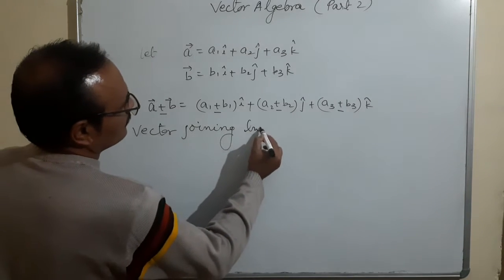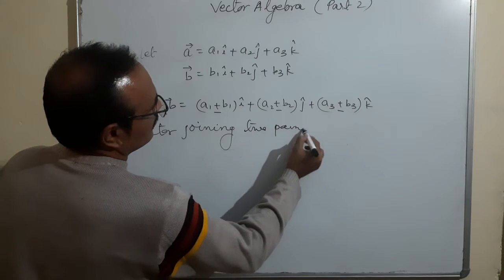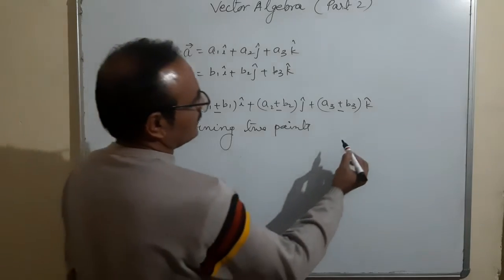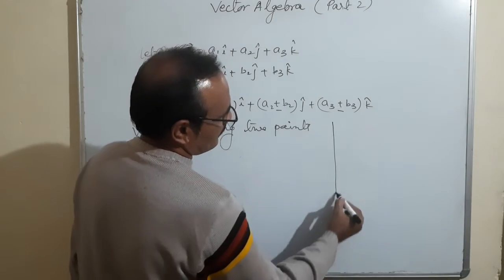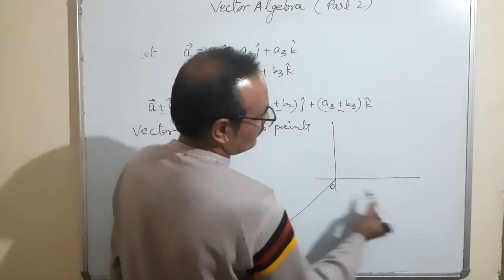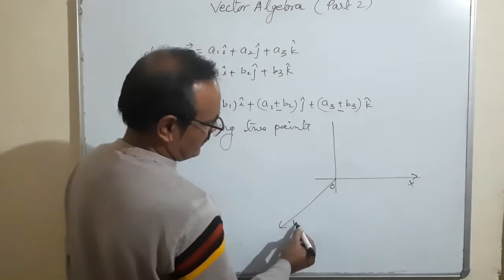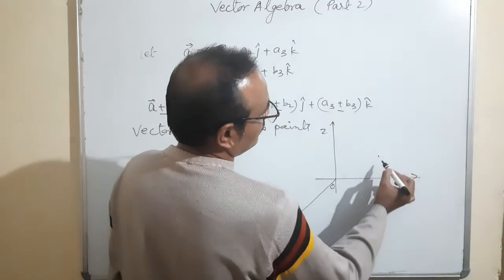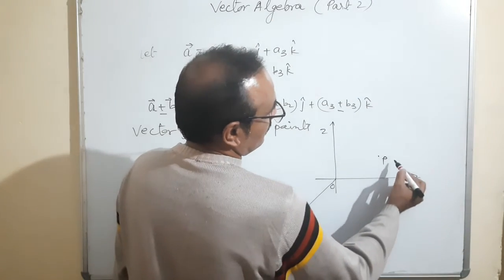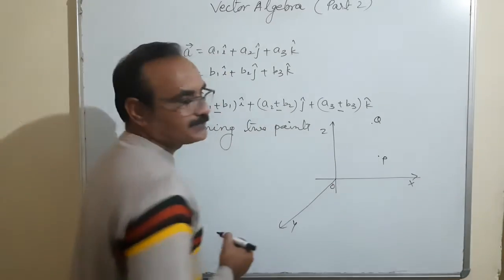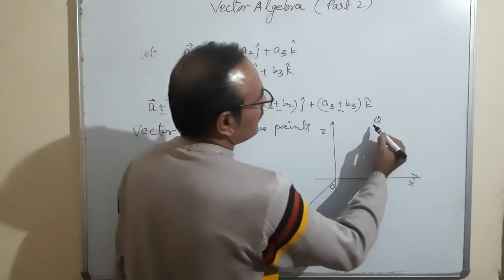Vector joining 2 points. It's a very interesting step. X, Y, Z. Suppose there is a point P and the second point is Q. This is the origin. This is the vector PQ.